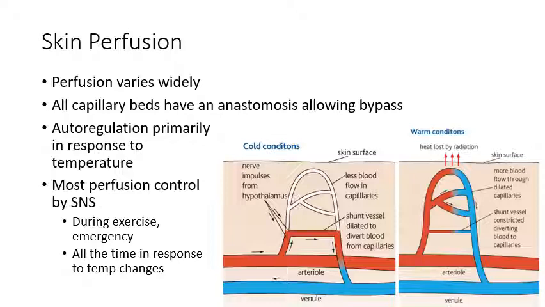And then when it's hot, you will have the sympathetic nervous system not active, at least not active in the skin itself, so that you're going to have a lot of blood flowing through that capillary bed. And your skin will look redder than normal. It'll look flushed due to all the blood flowing through it.